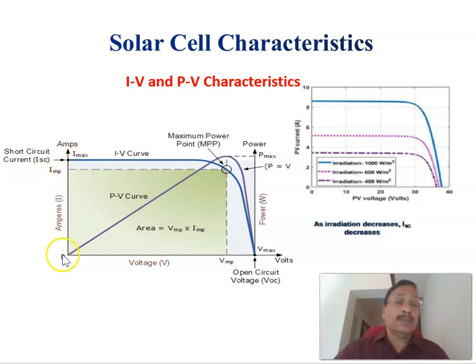Now, as the voltage increases, you can see the current is a constant current, the short circuit current. We take the product of this current and the corresponding voltage, then the power will be linearly increasing. That is the power axis, this one. The power linearly increases, and reaches a maximum power, which is called the maximum power point.